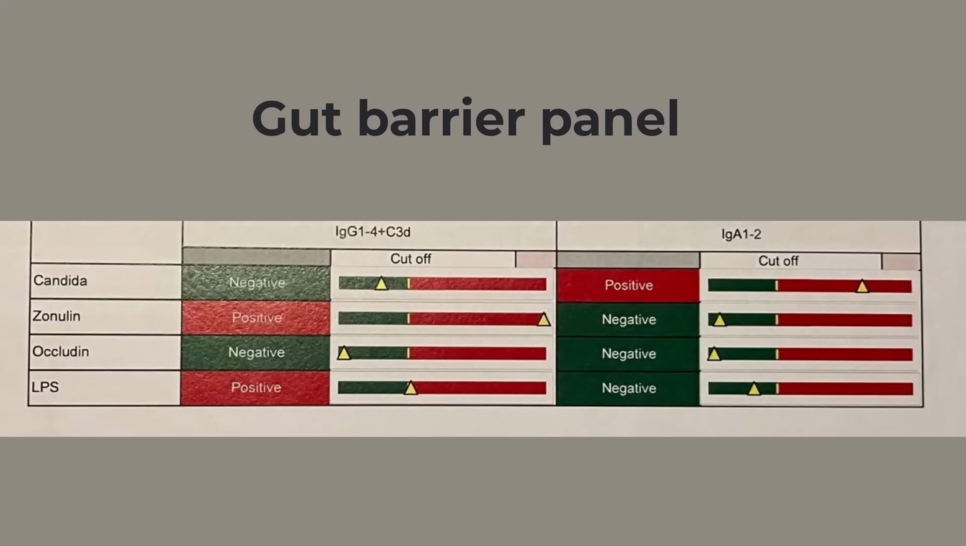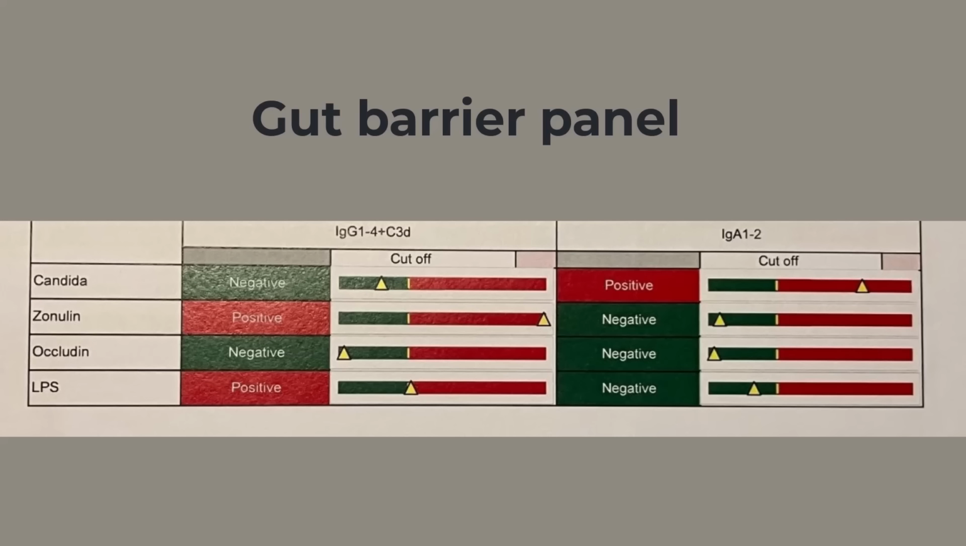Let's move on to the next test, and this is a gut barrier panel. These are quite new, to be able to do these tests. It's very recent that these sort of tests have become available. They are a bit expensive, but it is so useful to be able to define exactly what's going on.